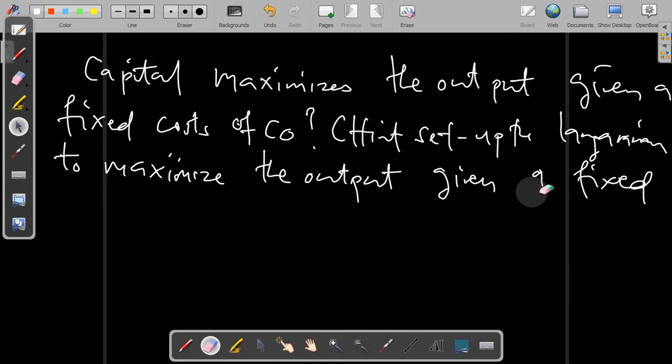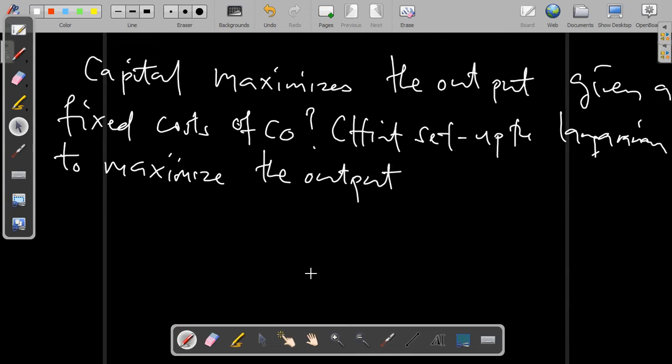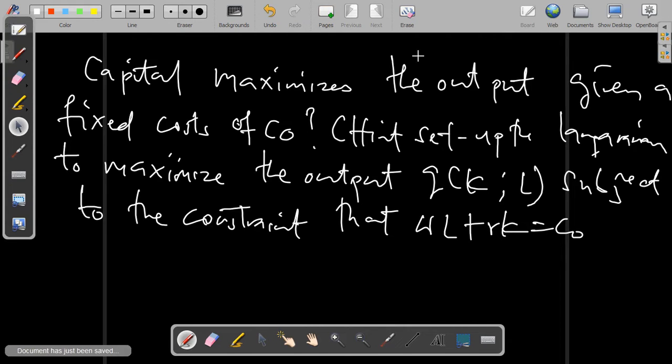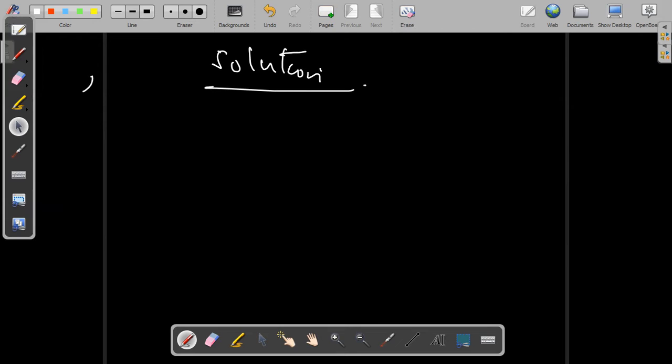Now let's go to the solution. How can we tackle this kind of question? As given in the hint, we set up the Lagrangian formula that will maximize the output subject to the constraint, that is WL + RK, which is equal to C0. Now let's go to the solution.